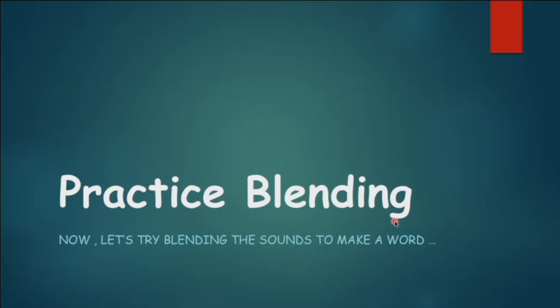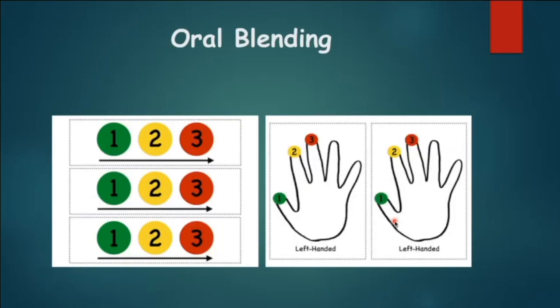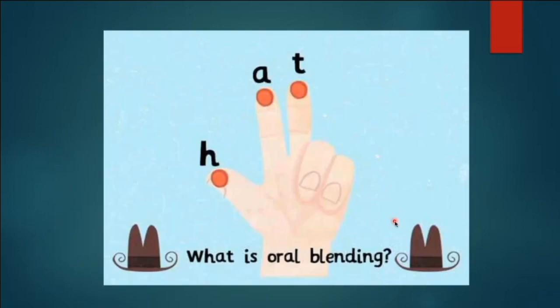Now, let's try blending the sounds to make a word. And remember, when we are blending sounds to make a word, you can use your hands. You can use your fingers. The thumb is the first sound. We can count the letter sounds in each word by using our fingers. The first is the thumb, the first sound. Second is the pointing finger for the second sound, and the middle finger for the third sound, or final sound, for our CVC words.